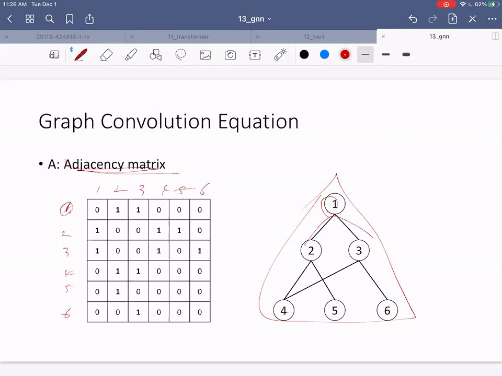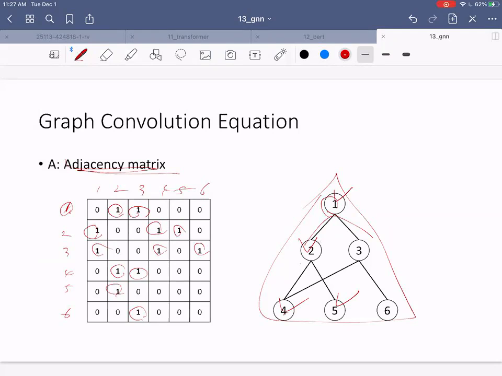So node number 1 is connected to 2 and 3. Node number 2 is connected to 1, 4, 5. And in the same manner, 3 is connected to 1, 4, 6. 4 is connected to 2 and 3. 5 is connected to only 1 node, which is 2. 6 is connected to only 1 node, which is 3. So that's how you represent a graph in an adjacency matrix.